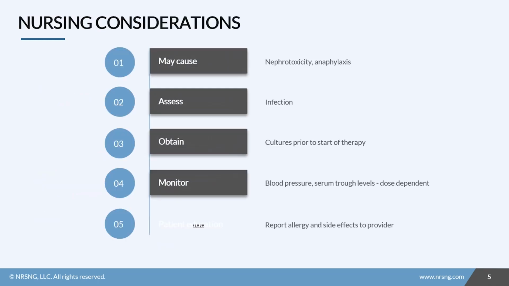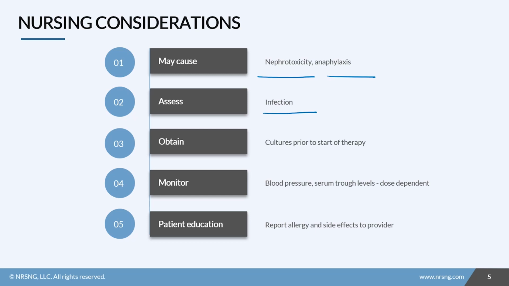A few nursing considerations for vancomycin: it may cause nephrotoxicity and anaphylaxis. Be sure to assess your patient's infection while on vancomycin. Obtain cultures prior to the start of therapy. Monitor your patient's blood pressure and serum trough levels. And these are going to determine the patient's dose. Teach the patient to report any allergies as well as any side effects to the provider.